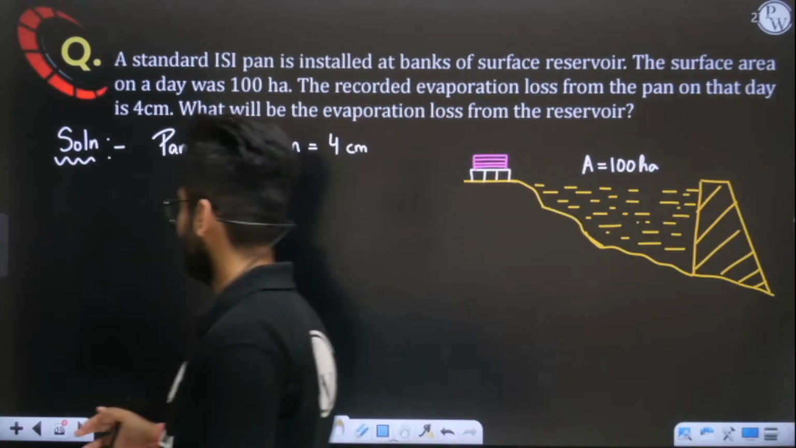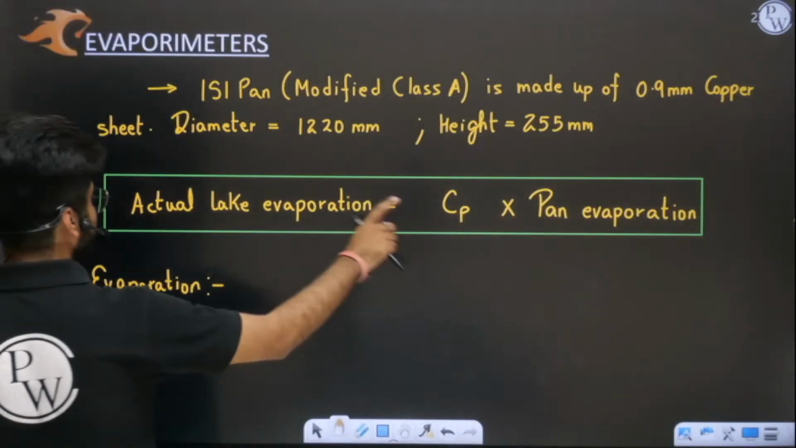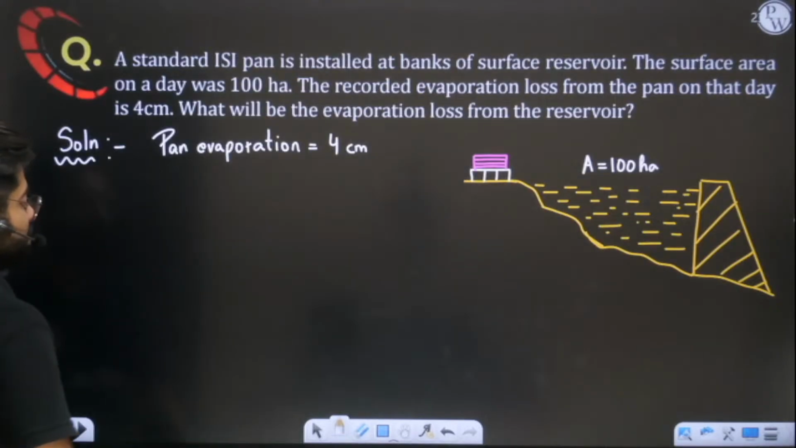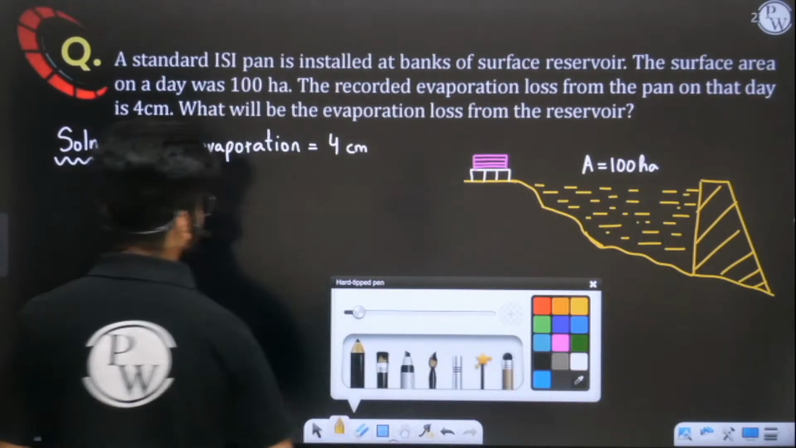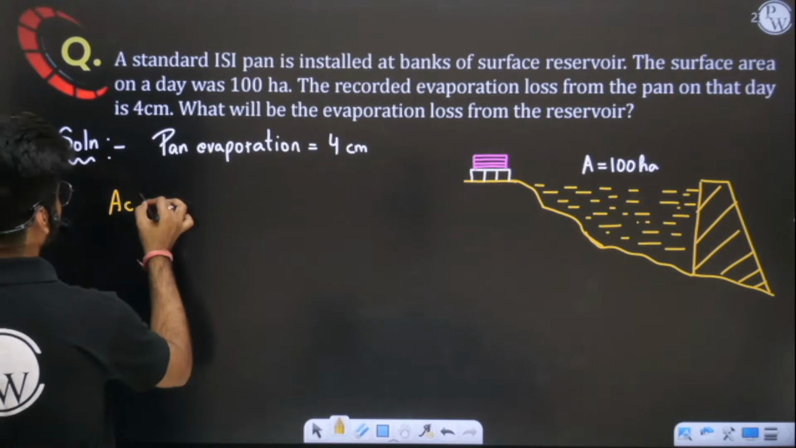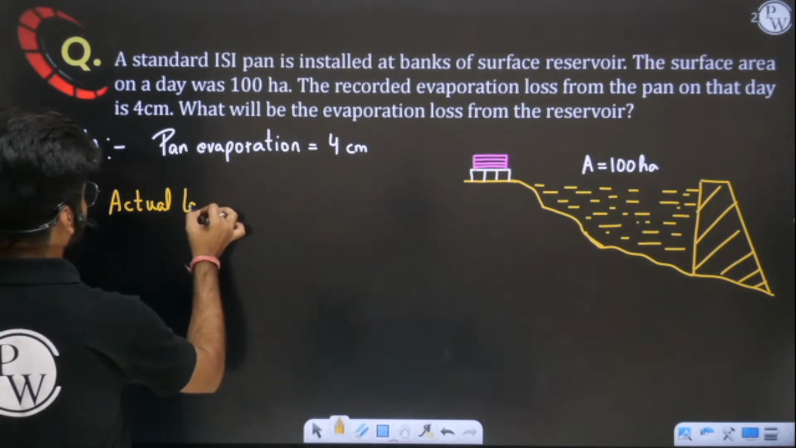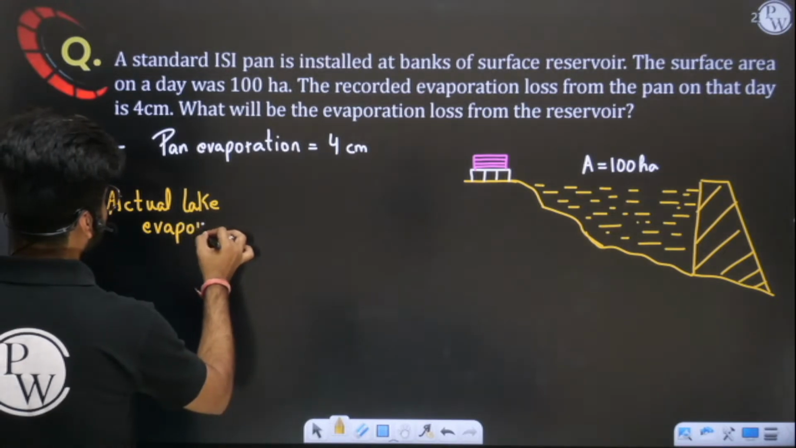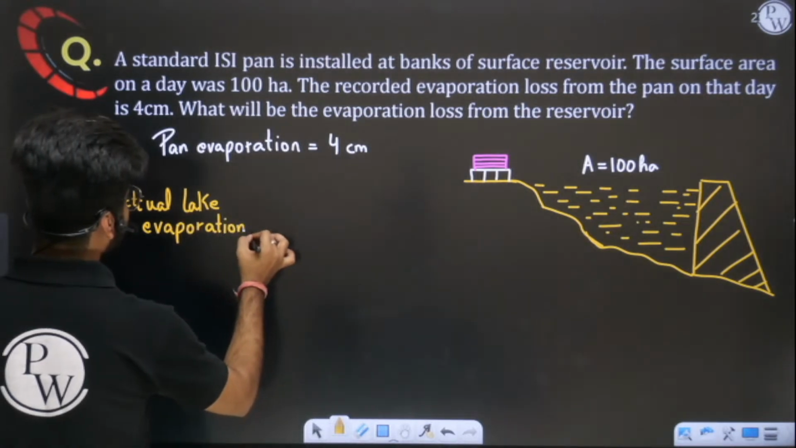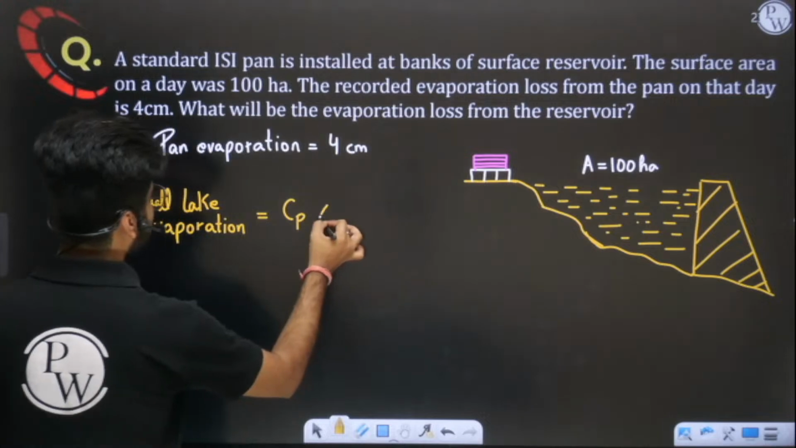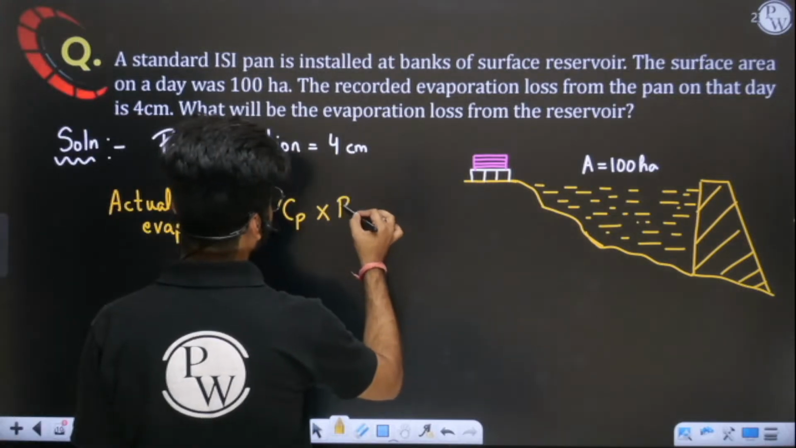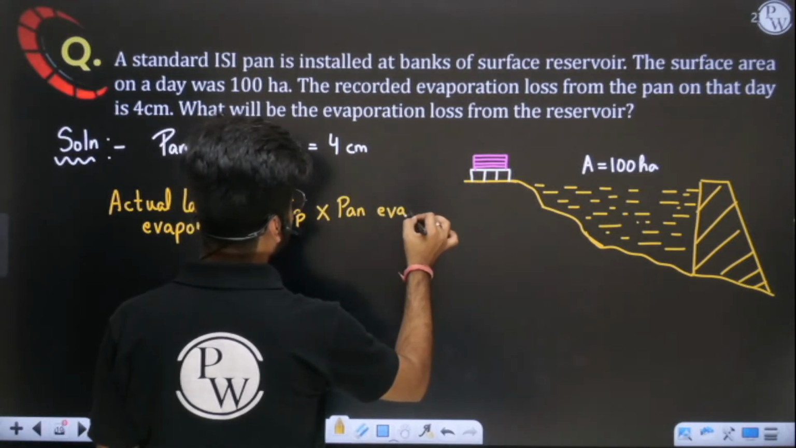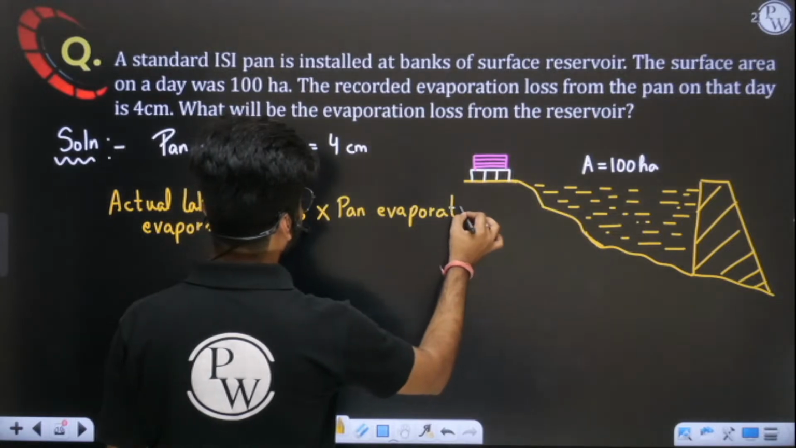It will be dependent on a formula. We will use this formula. Actual lake evaporation is given by, we will simply use this formula. The lake is having less evaporation, so we have to multiply pan evaporation by Cp.